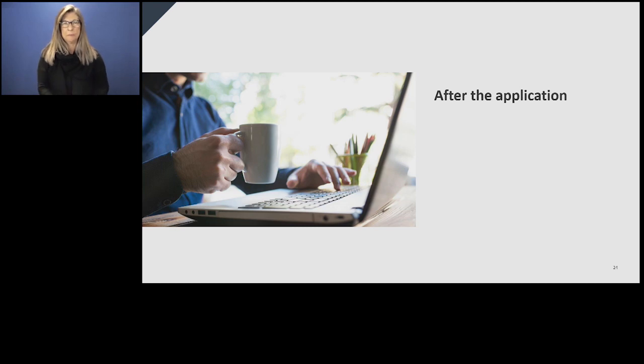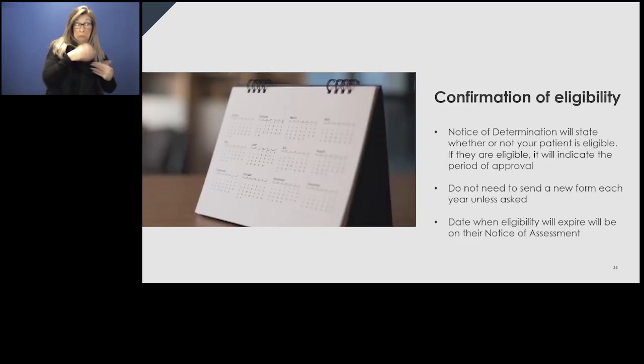The CRA will assess the application to determine eligibility for the DTC. There are 2 possible outcomes, approval or denial. Let's take a look at both scenarios. If the form is approved, the CRA will send a notice of determination stating the length of time for which the patient has been approved.